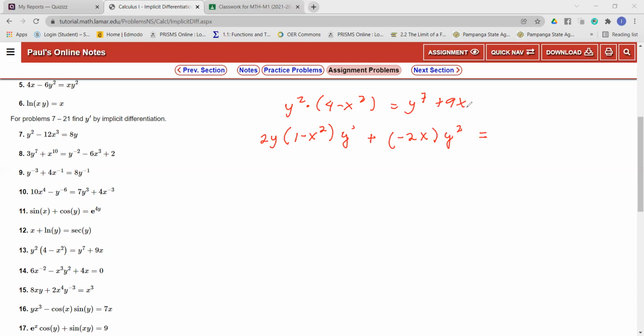this is y to the 7 plus 9x, so derivative ng y to the 7 ay 7y to the 6 y prime, kasi nga y siya, may power rule, plus 9, kasi nga with respect to x naman ito. Okay, again, lahat ng may y prime, pagsamahin, lahat ng wala, pagsamahin. So, you will be left with, dito sa kabila, I will have 2y (1 minus x squared), tapos ito, ilipat ko siya diyan, minus 7y to the 6, quantity, y prime.